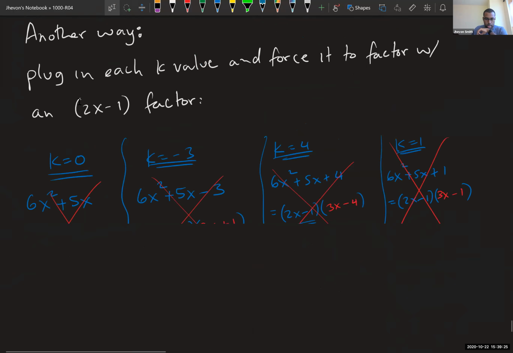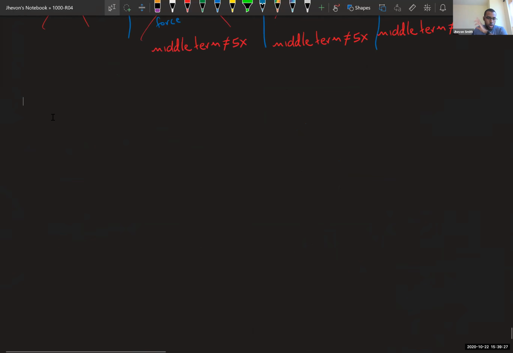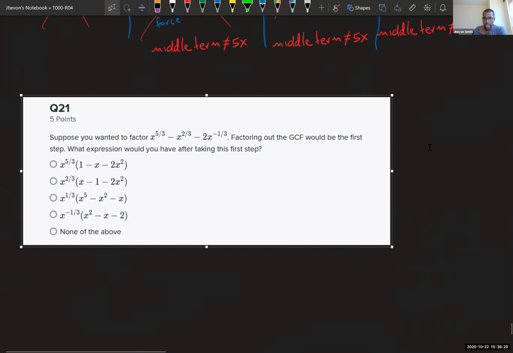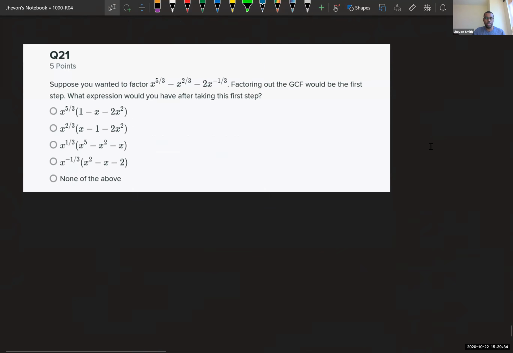Here's the last question, the 20th problem. Remember, the first problem was just the instructions and signing the honor code. So this is the 20th problem. And so suppose you wanted to factor this guy. Factor in the GCF would be the first. So we've seen this actually a few times. So we do know that the best thing to factor out is the lowest powers of the common term.